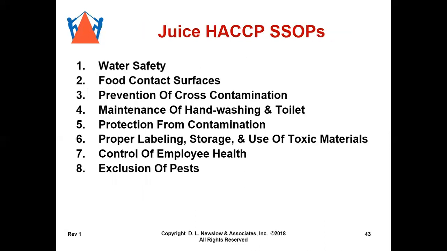The juice HACCP, which has been around since the late 90s, has what they call the Big Eight. Water safety, food contact surfaces, prevention of cross-contamination, which is huge. It really addresses the whole operation. Protection from contamination, which is kind of the same thing, but looking at it from a different angle. Proper labeling, storage, and use of toxic materials, control of employee health, and exclusion of pests.